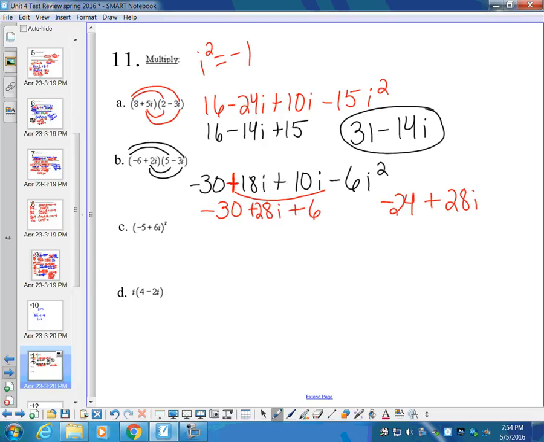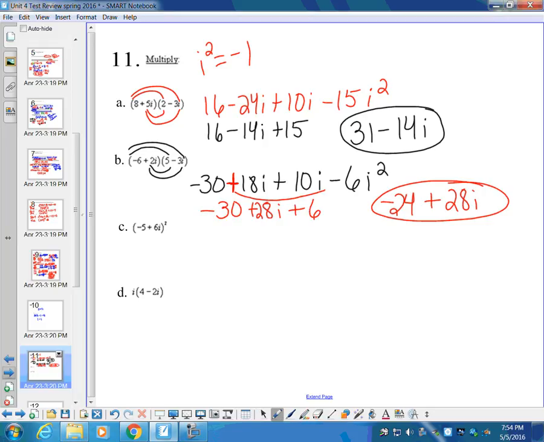All right, so make sure I messed it up in the beginning. So go back and make sure you got negative 6 times 5 was negative 30. Negative 6 times negative 3 was a positive 18i. 2i was 10i. Negative 6i squared. So this became 28i when you combined them. And that became a positive 6 because i squared was negative 1. So negative 30 plus 6 is negative 24.